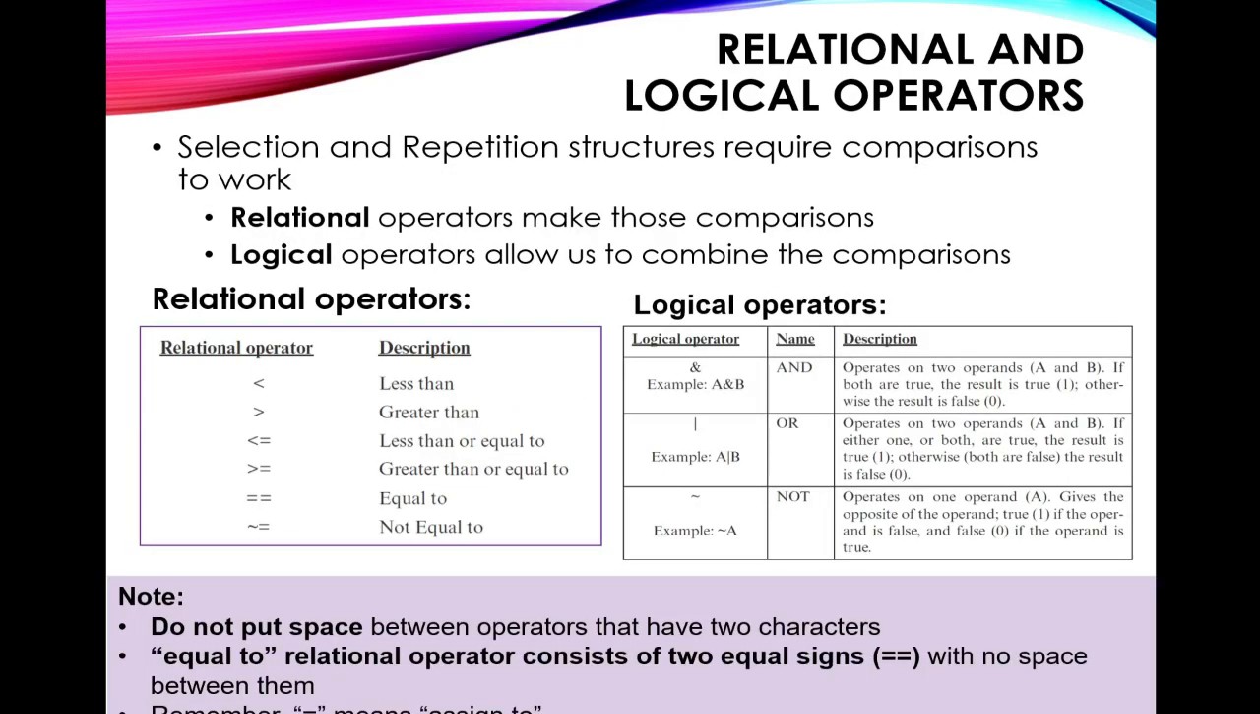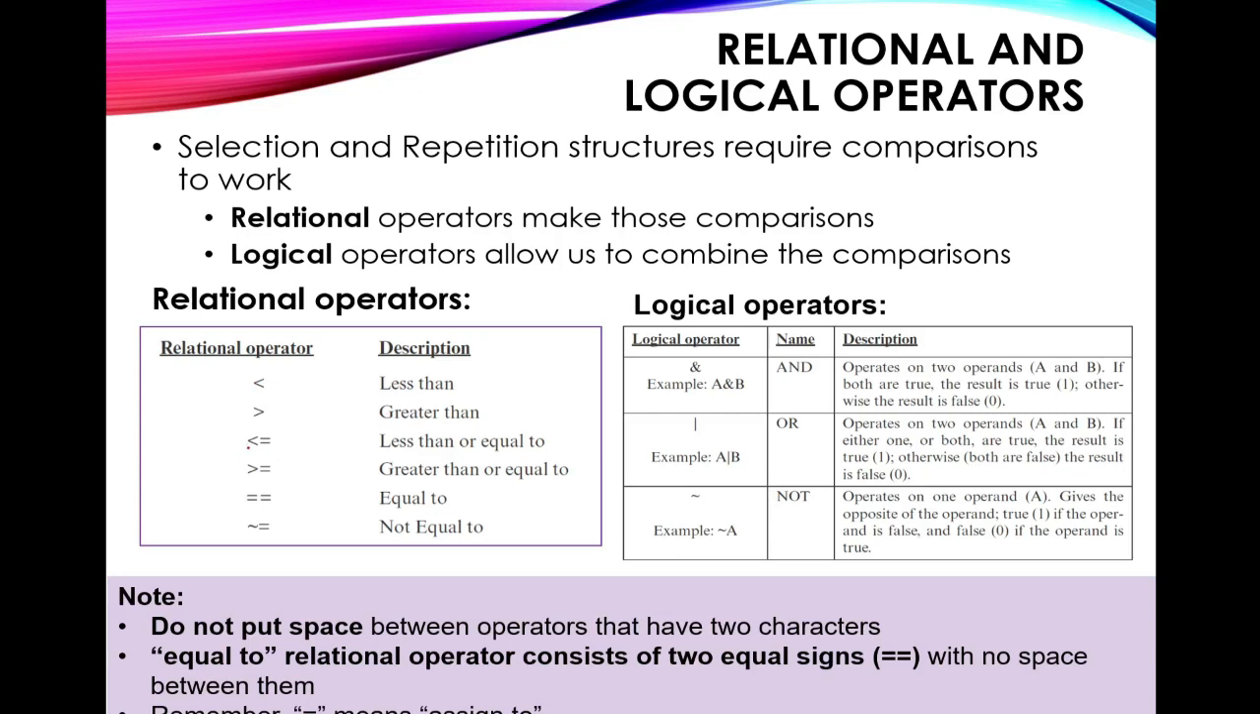As I said before, the selection and repetition structures require comparisons to work. So, these are the relational operators. In MATLAB, we have 6 different operators that we can use to make those comparisons. And we have these 3 logical operators that will allow us to combine the relational operators in order for us to make the comparisons. The relational operators here have 6 different types.